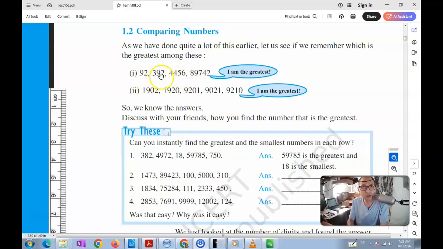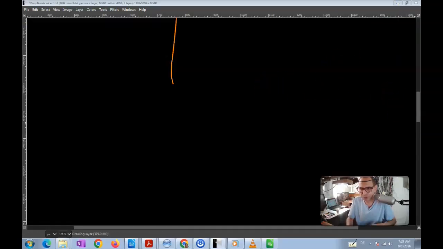4,456 is greater than these two, because you have the 456, so it's greater than 92, and then 456 is greater than 392. Simply because it is further along the number line than, for example, 300, meaning that 456 on the number line is on the right hand side of 392. You can use this always in your comparison.